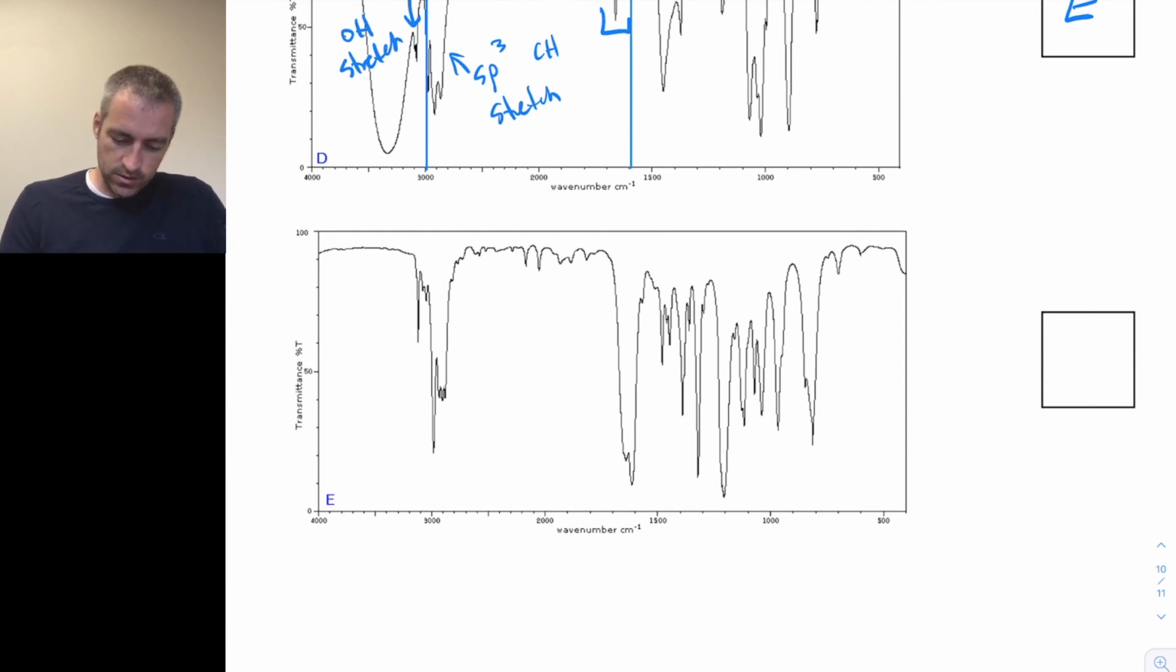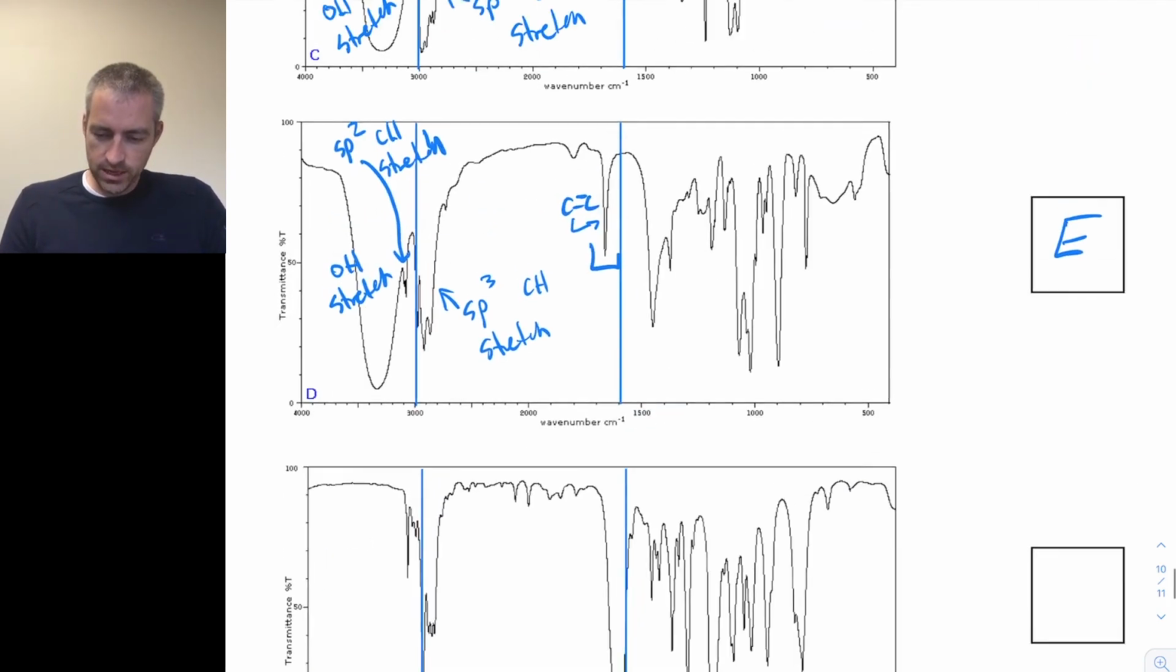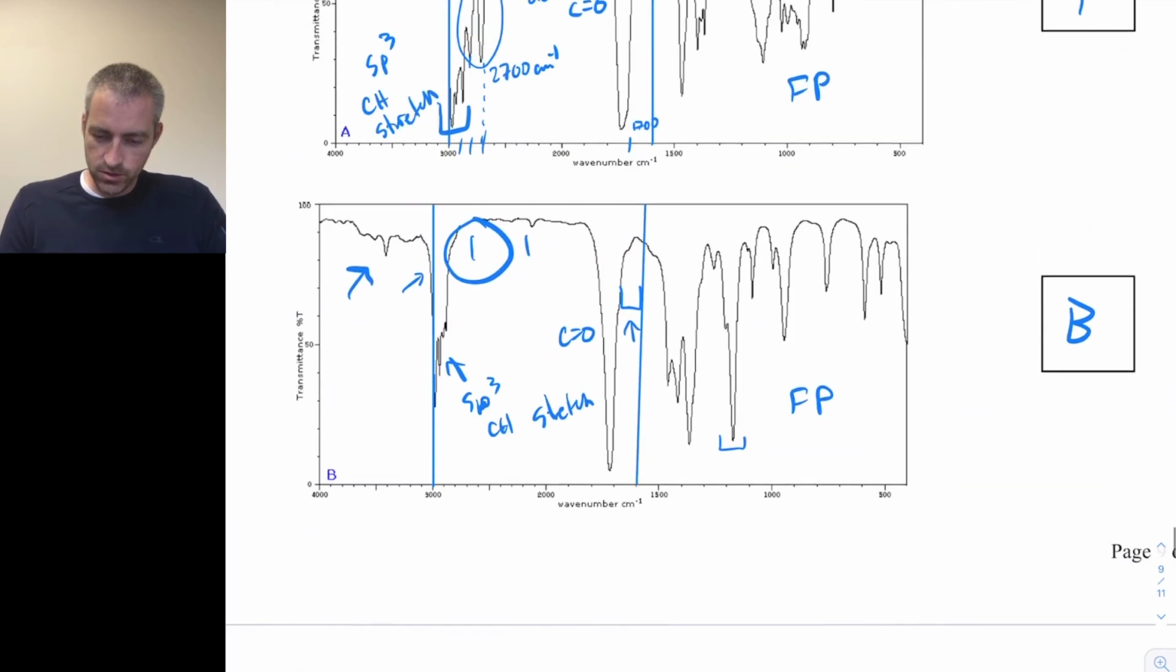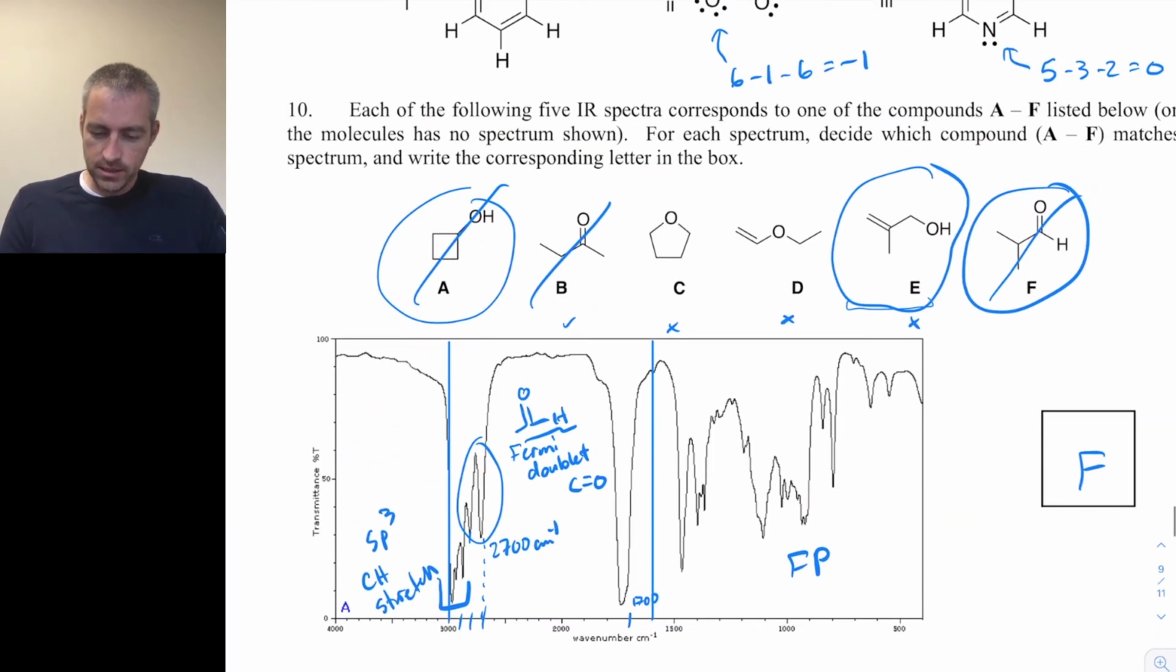Next one, let's do the same thing as before. And you get something like this. This is the last one, right? So we're down to two options, D and C. D and C should be pretty easy to tell apart. One has a double bond and sp2, the other does not.